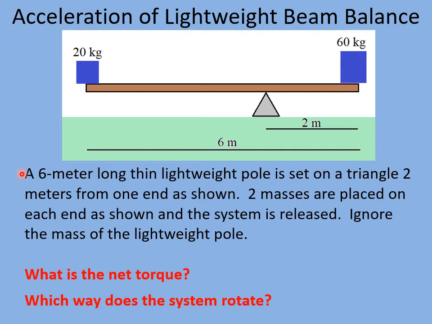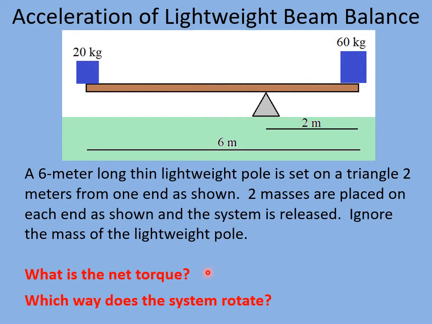We've got a 6-meter long, thin, lightweight pole, and it's set on this balance here, this triangular piece called a fulcrum, 2 meters from this end here. The whole thing is 6 meters long as shown, and there are 2 masses placed on the ends of this balance: a 20 kilogram mass here and a 60 kilogram mass here. We're going to assume in this problem that this pole is like a very lightweight hollow tube with negligible mass compared to these heavy masses, so we're going to ignore the mass of the pole itself.